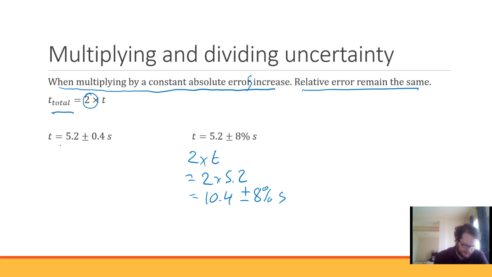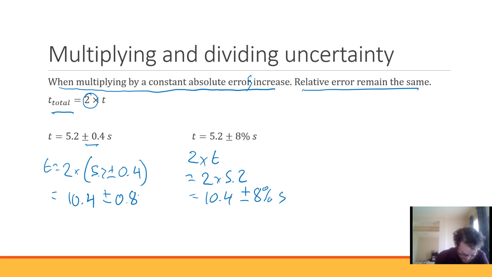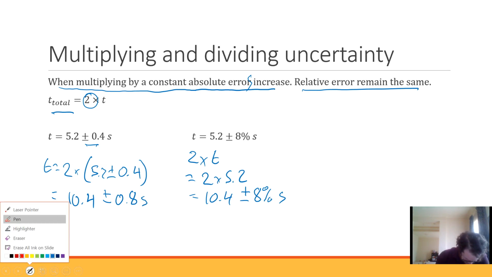But when dealing with absolute errors, it gets a bit different. We would go T equals 2 times, let's go 5.2 plus or minus 0.4. So that's going to become 10.4, right, plus or minus 0.8. Because if you think about it, it's almost like adding. You could think about this as saying, well, going back to what we were doing before, you could almost think about this as adding.